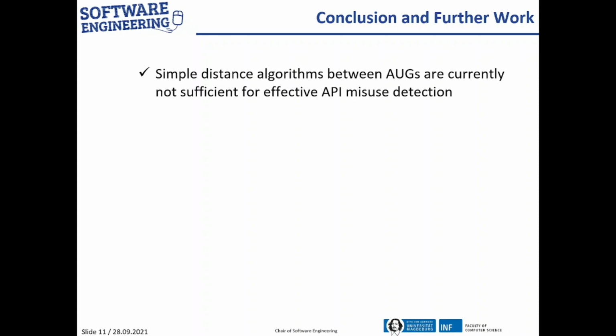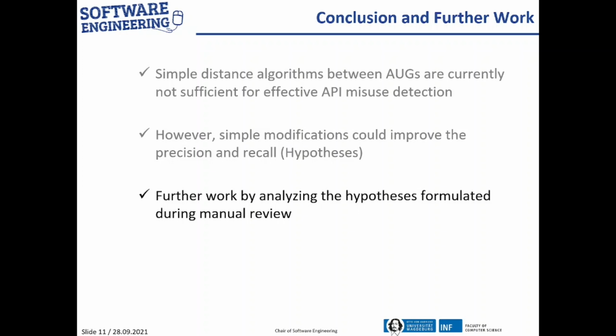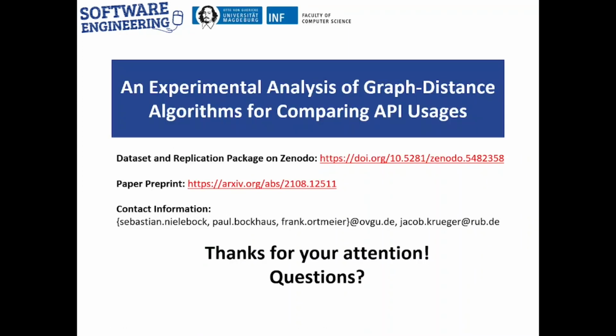We can conclude that simple distance algorithms are currently not sufficient. However, we found some hypotheses that could improve the results, and this will also be part of our further work. This closes my talk, and you can find our dataset and our replication package on Zenodo, as well as a preprint of our paper on arXiv. Now I'm happy to take your questions.